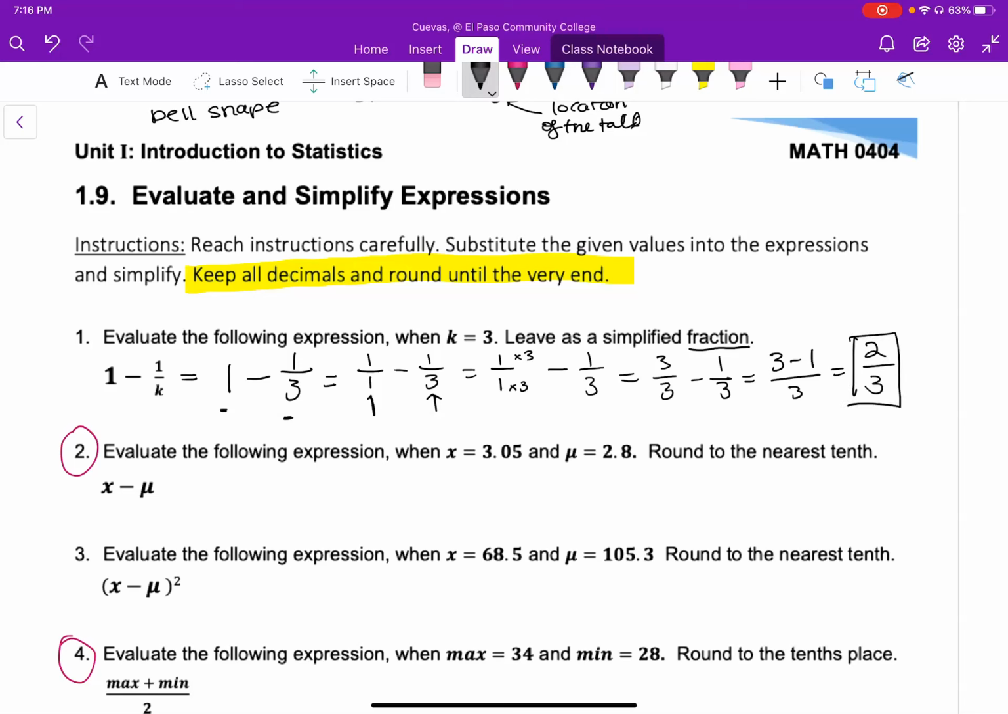And we want a simplified fraction. Don't turn thirds into decimals. They do not go well unless you're being asked to. Try number 2. Let's take a look at number 3.